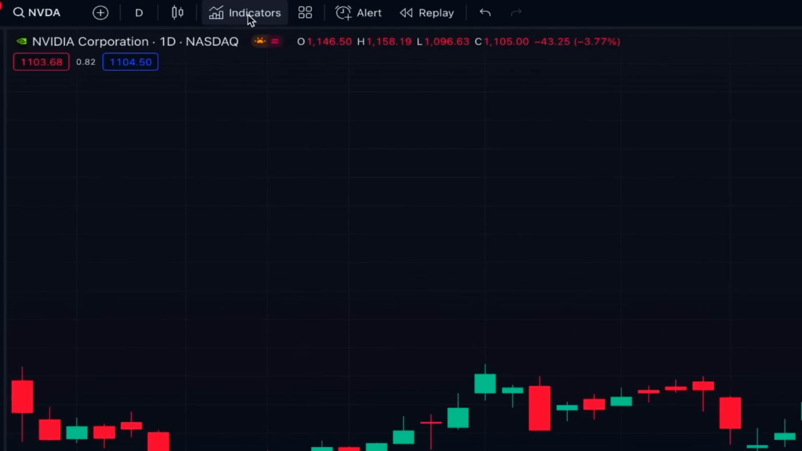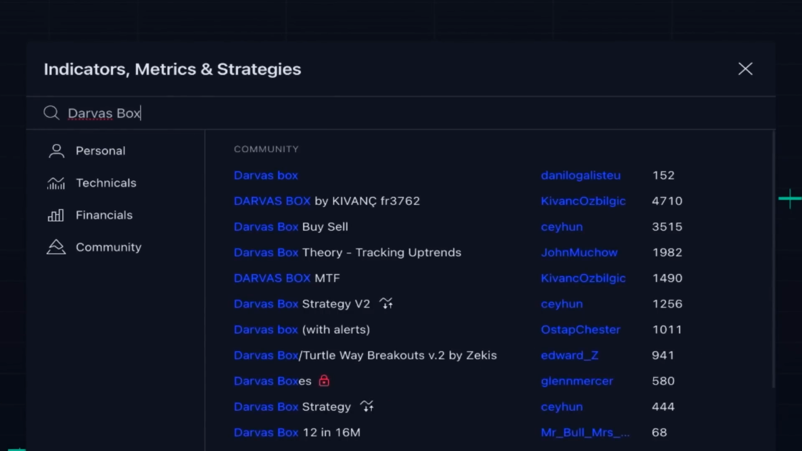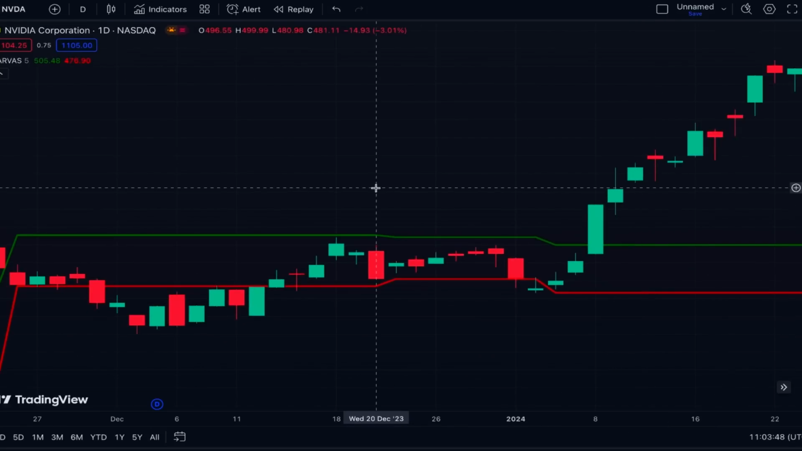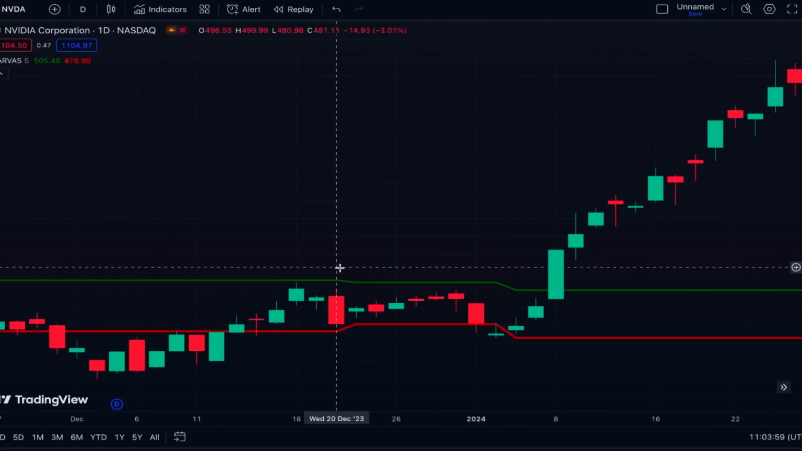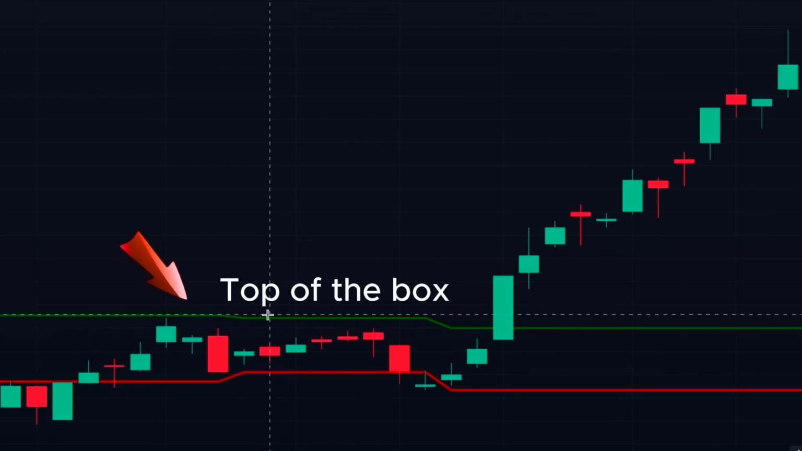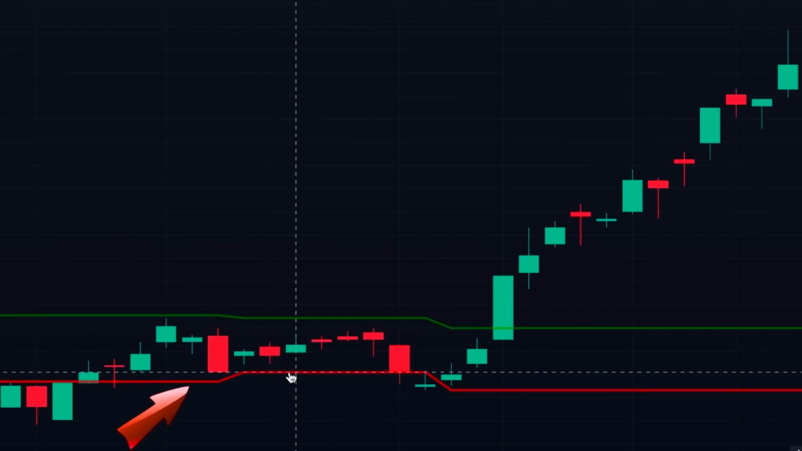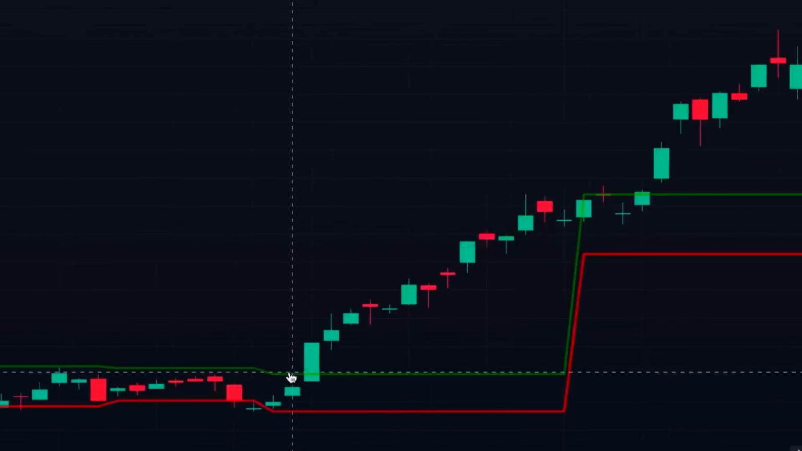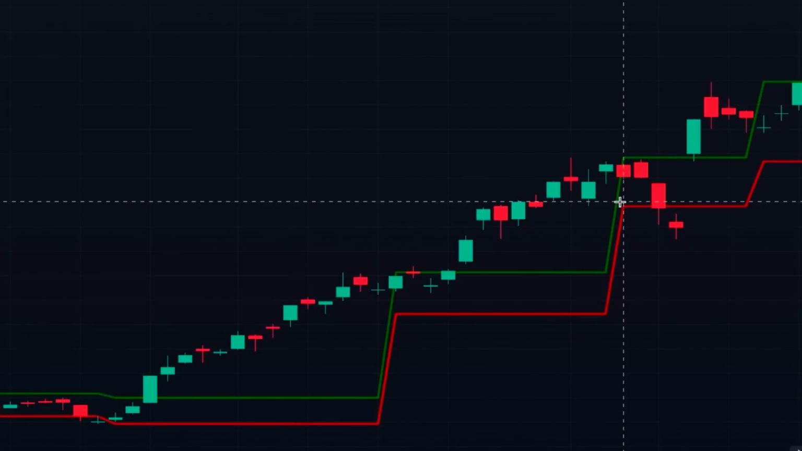So here we click on indicators and we search Darvas Box. We add this one, which is written by Kivanc Ozbilgic. You can also add this one, Darvas Box Buy Sell, which is written by someone named Seyhun, and it's exactly the same as this one, but it also shows buy sell labels. We continue with this one because I want to explain how you trade based on them so you don't get distracted by the labels. As you can see, we have 2 lines here. One is green, which is the top of the box, and one is red, which is the bottom of the box. As you can see, it is continuously adjusted based on the rules that I explained.